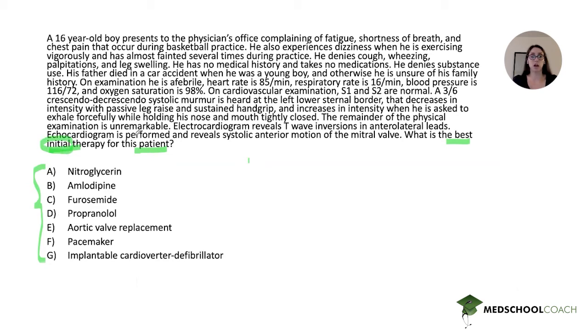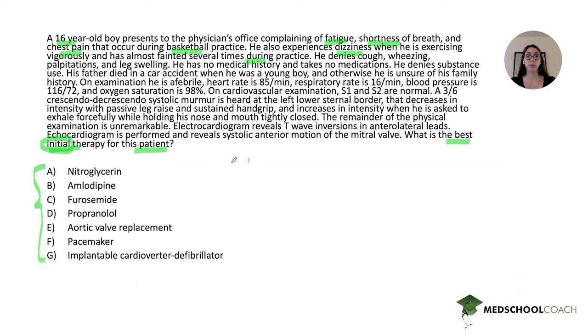So now let's read from the top and highlight the key elements. A 16-year-old boy presents to the physician's office complaining of fatigue, shortness of breath, and chest pain that occur during basketball practice. So these are exertional symptoms. He also experiences dizziness when he is exercising and has almost fainted several times during practice. So if I were to synthesize this sentence into one symptom, I would describe this as pre-syncope, right? The dizziness with exercising and almost fainting, that is the definition of pre-syncope.